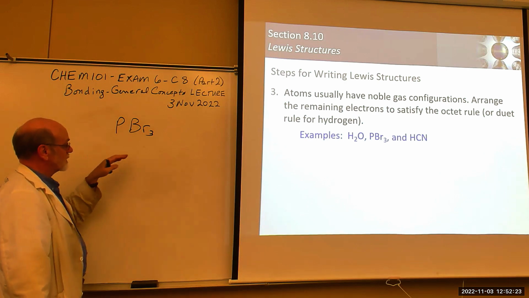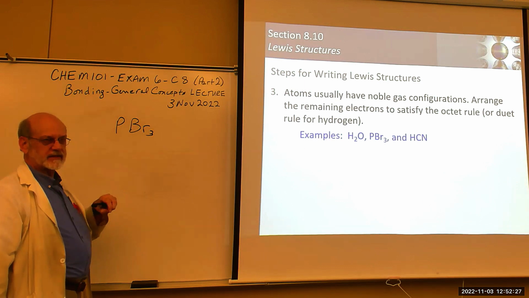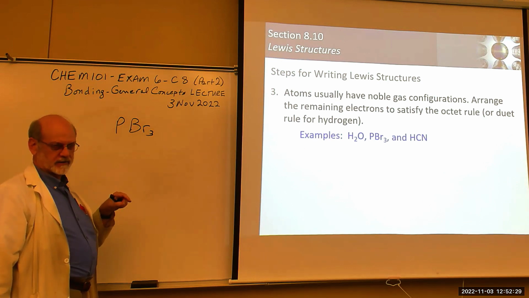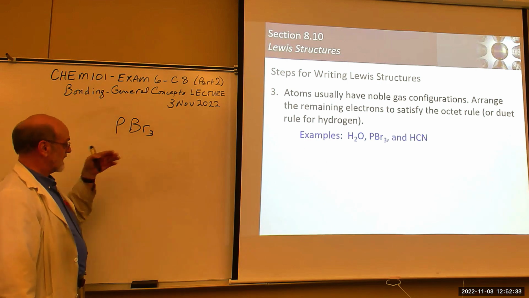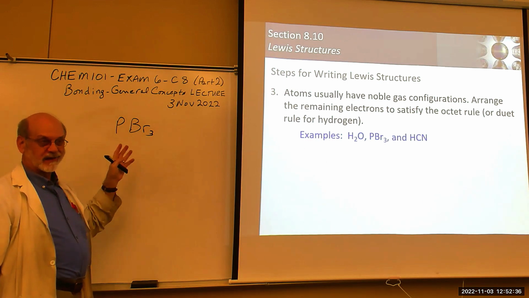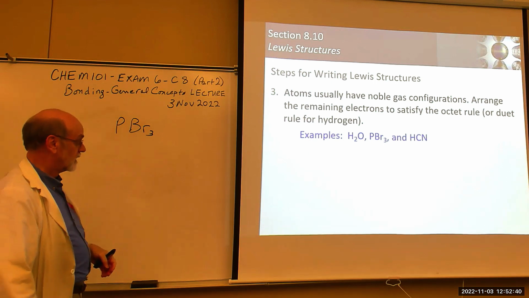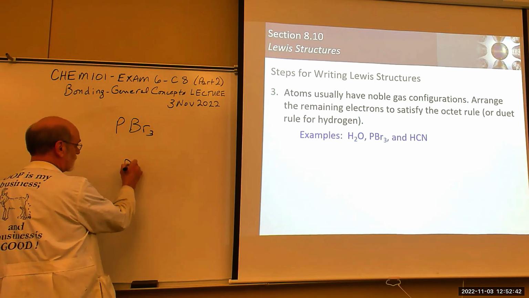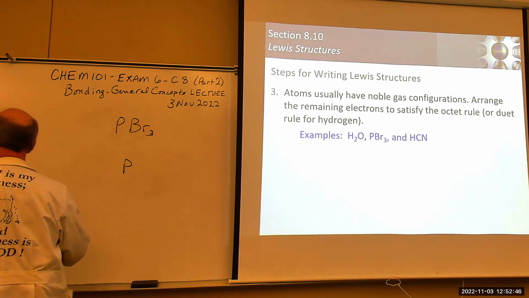Usually what happens is the lower electronegative atom goes in the center. In other words, the one that's either to the left or below the others is more metallic-like. It's not a metal, but it's moving in that direction. So phosphorus should go in the middle, right? Because it's to the left of bromine.